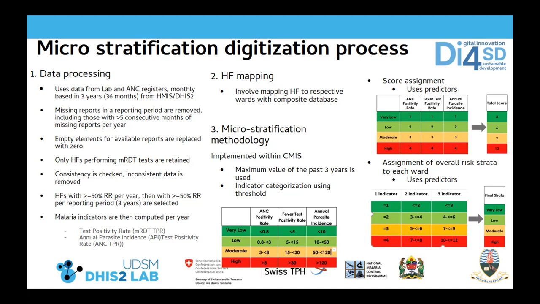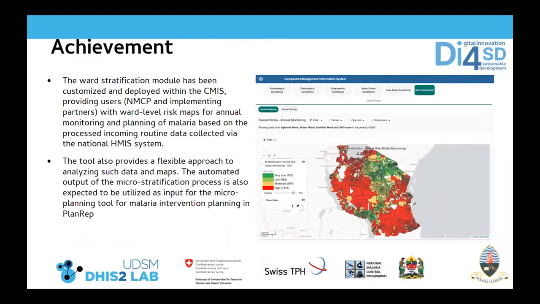So with this, just to mention, all this process from using the criteria to establishing a final strata had been using DHIS2 predictors. Thanks to predictors, we were able to calculate the total score and also in the end, calculate the final strata to what you are seeing in the stratification map. So as you may see, a little bit of achievement is that this stratification map is now available in the malaria composite database, or malaria composite management information system, that contains data that normal HMIS data do not have. And then this report is now sent to PlanRep, as I highlighted earlier, for planning.